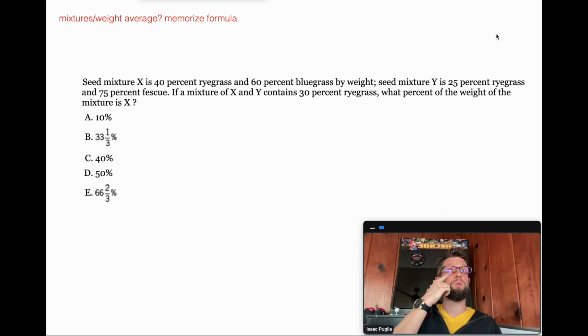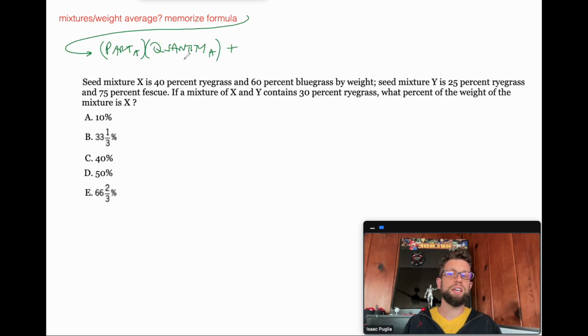Now, there are a ton of different ways to organize this formula. I'm going to give you the one that I like, that I use the most, and that I encourage my students to use as well. I would say 95% of the time, that starts with part of A times quantity of A. So this would be like a percentage or a ratio or something like that. This would be like pounds or quarts or whatever, and I'll show you exactly how this is going to play out on this problem in a second.